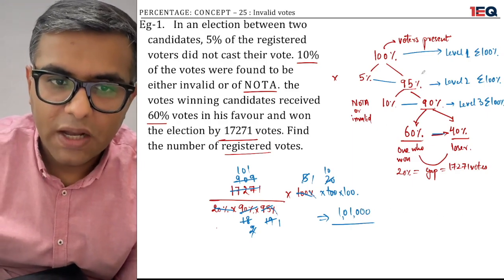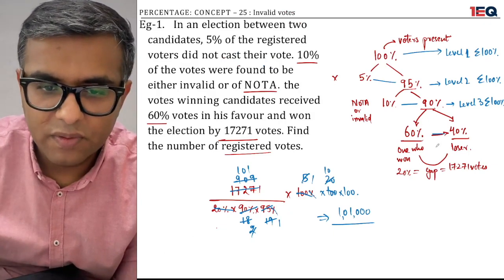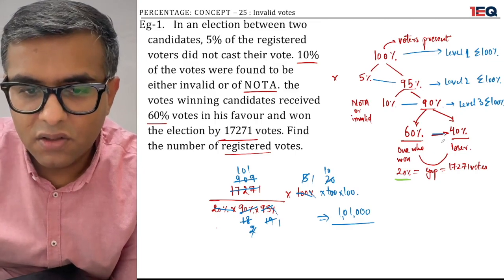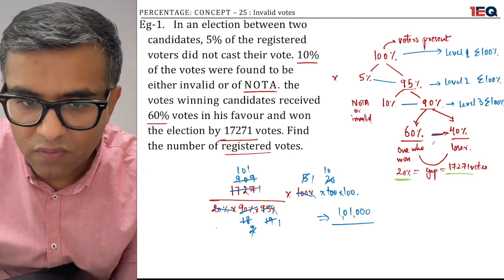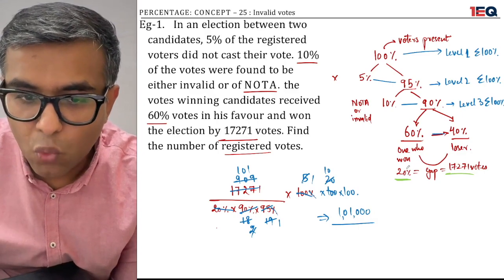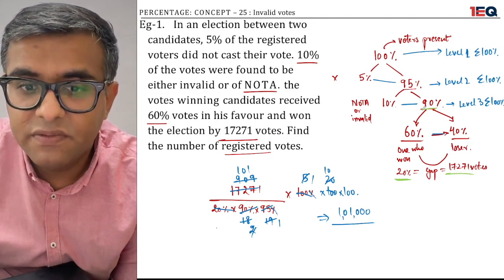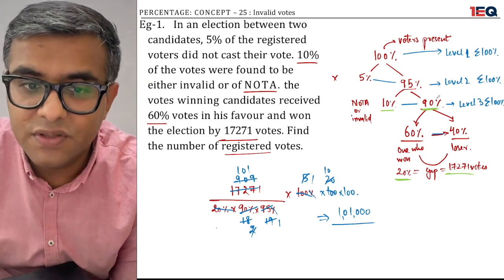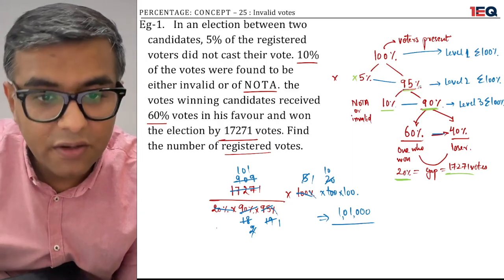Okay, so I am going to tell you how I use the trickle down theory, or the trickle up theory rather. This is how I am moving up from the bottom. I have the value of the 20% gap between the winner and the loser, which is 17271. So I move up the ladder from 20%. Where did this 20% come from? This 20% was a part of the 90% which we assumed. Why did I assume 90% here? Because there were 10% invalid votes. Why did I assume 95% over here? Because 5% of the people did not cast their votes.